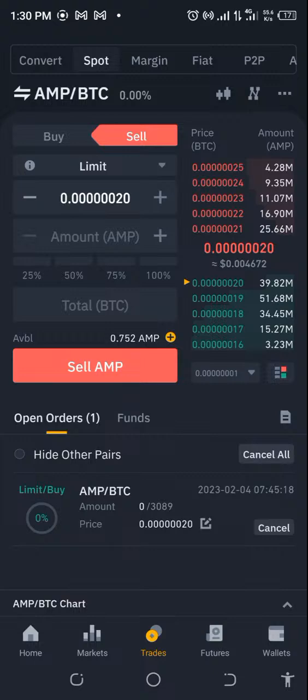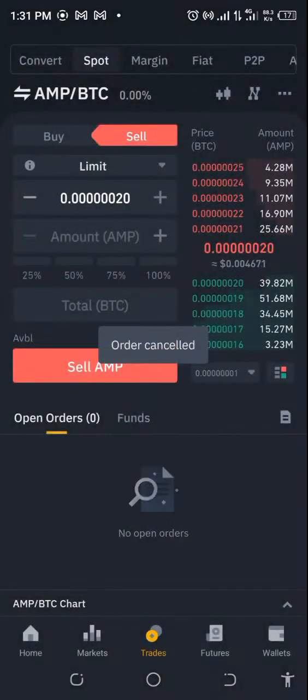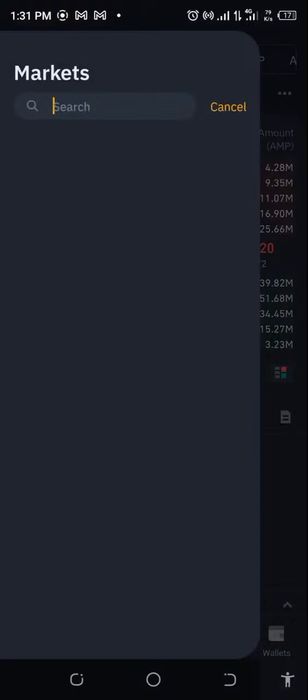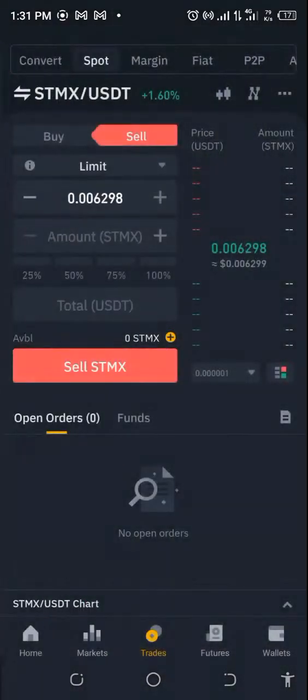All right, so now I'm going to cancel this particular order and choose another coin, and we're going to try a little experiment alongside that. Are you ready? If you are, just say yes in the comments. Okay, so let's cancel this. Cancelled. So we're going to go to another coin, right? We're going to use STMX.